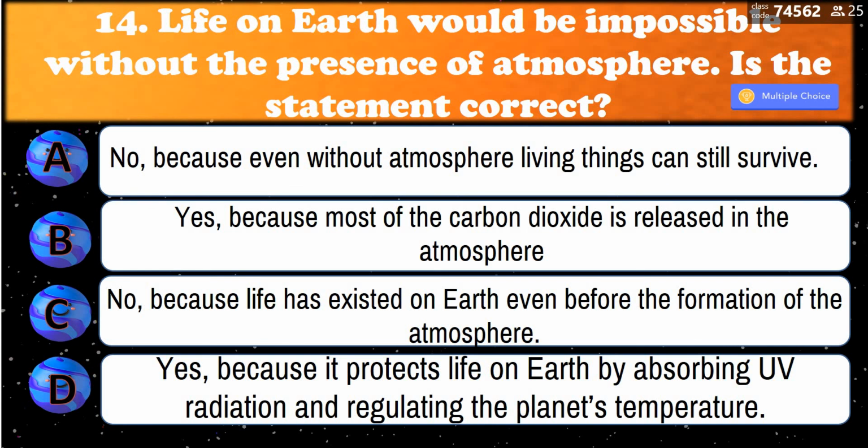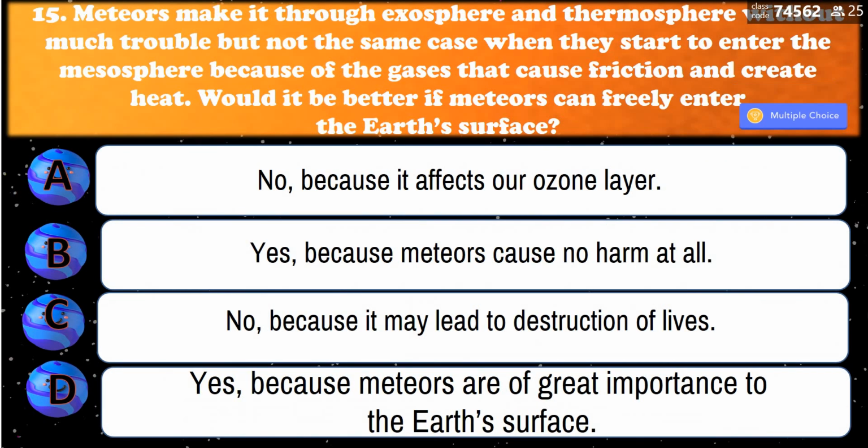Number 14. Life on Earth would be impossible without the presence of atmosphere. Is the statement correct? Yes, because it protects life on Earth by absorbing UV radiation and regulating the planet's temperature. It's letter D. And let's have the last one.